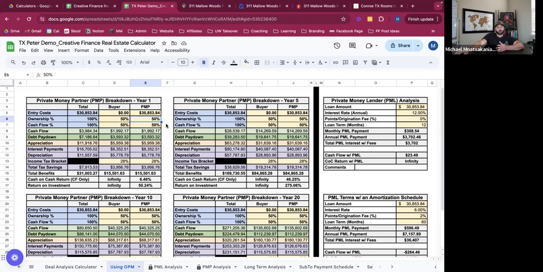Really between 20 to 32% is how we raise capital for our private money partnerships, but the returns have to justify it for the private money partner. And this will show you the 1, 5, 10, and 20-year analysis on that, what it looks like for them.